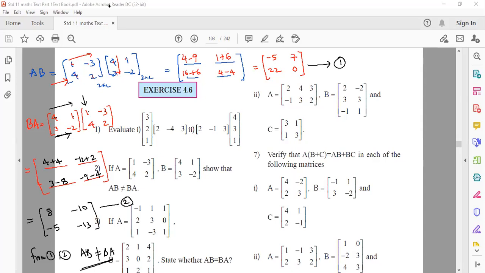So what have you learned? Don't apply any algebraic formula on matrices. A plus B the whole square, A minus B the whole square, A plus B the whole cube, all these formulas cannot be applied on matrices. This is the major thing you learned today.